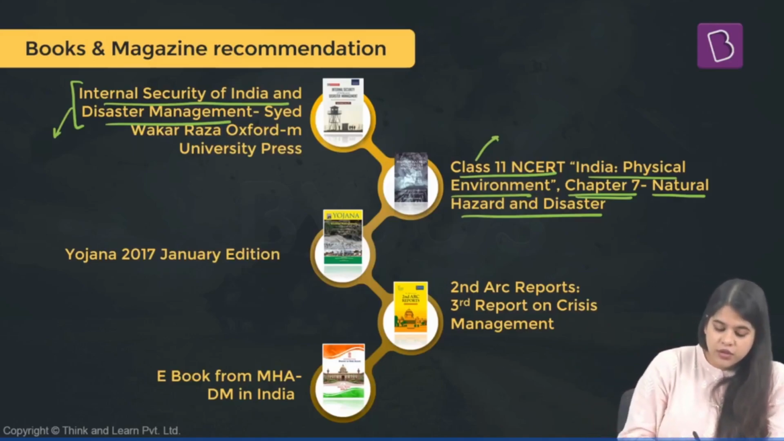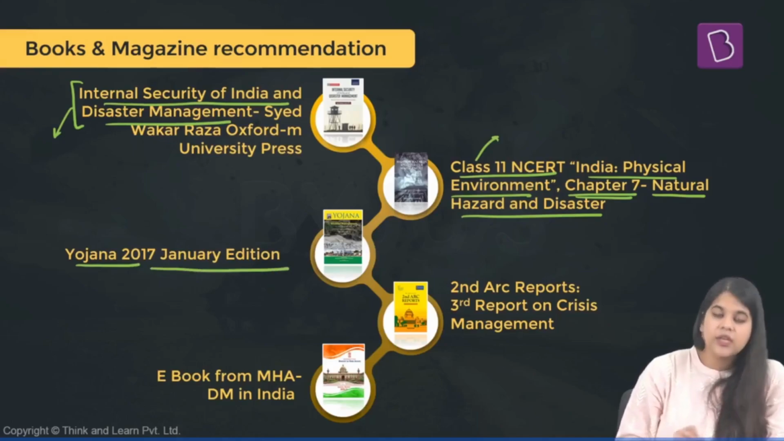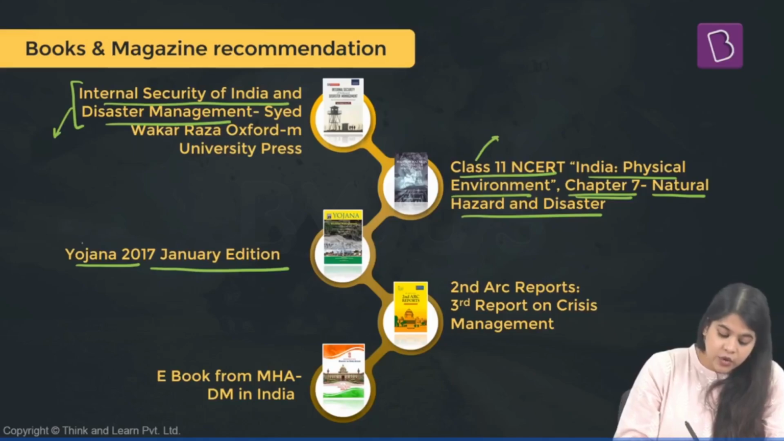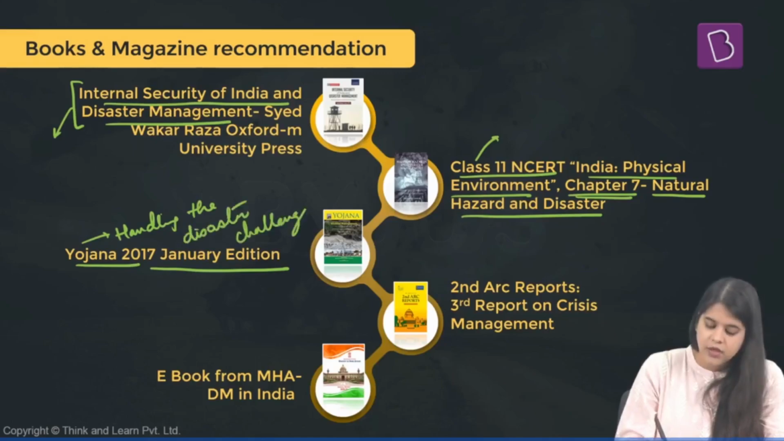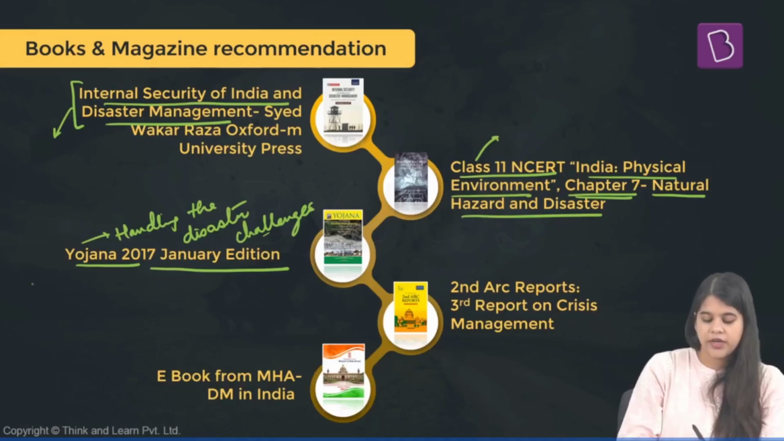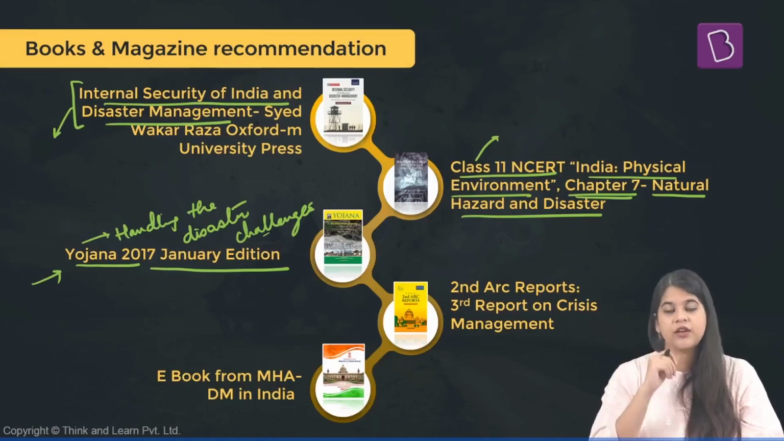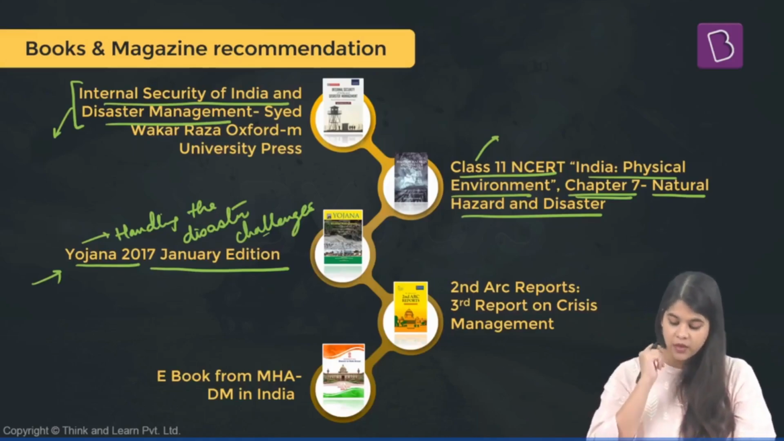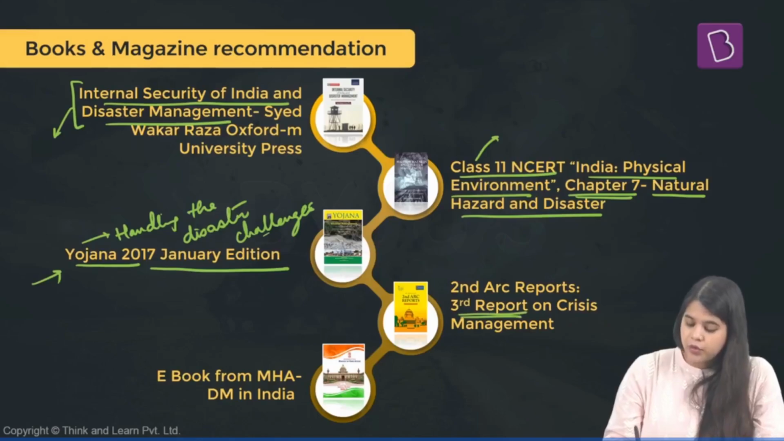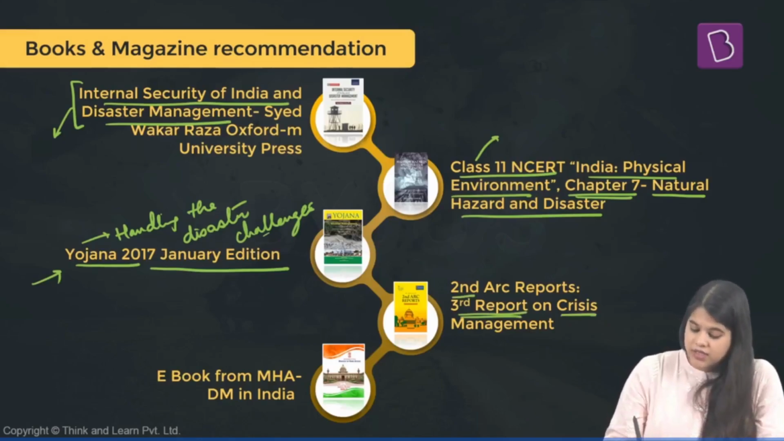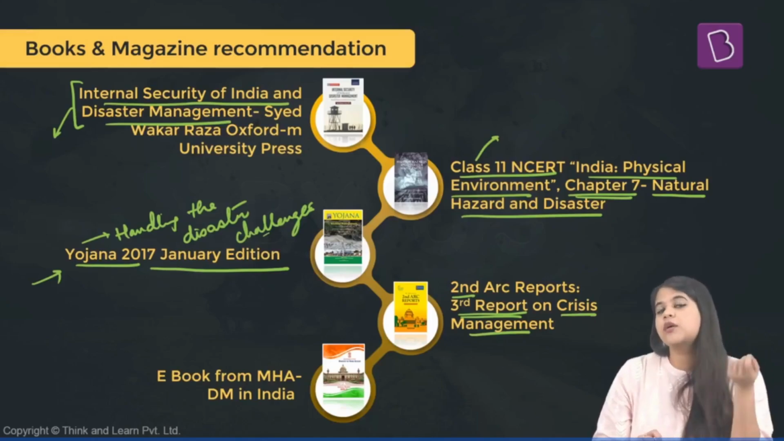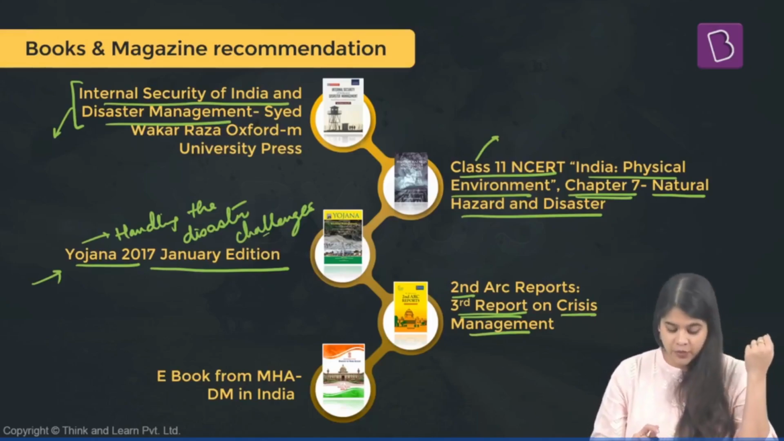I will also suggest you go through the Yojana January 2017 edition that talked about handling the disaster challenges in the country. You can take a look at this to have a deeper understanding of disaster management practices in the country. Then the third report of the Second ARC on crisis management, you can also take a look at it in your leisure time.